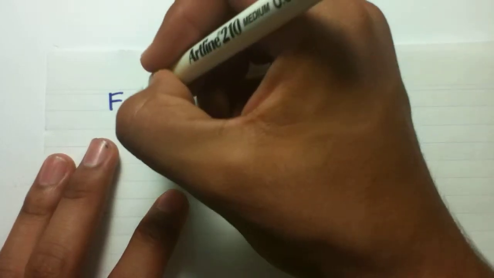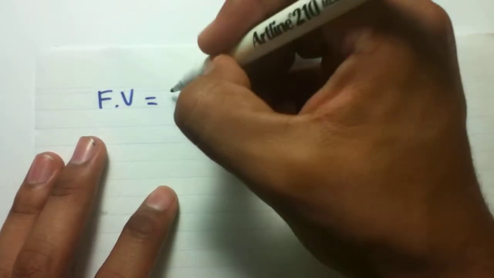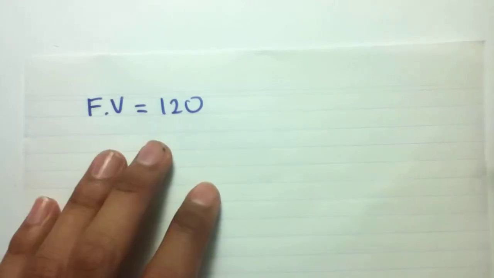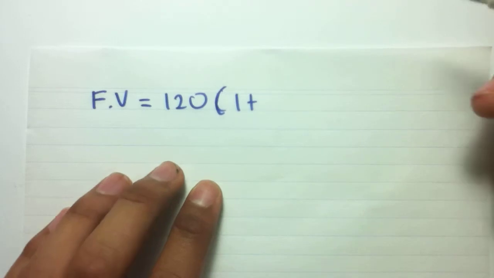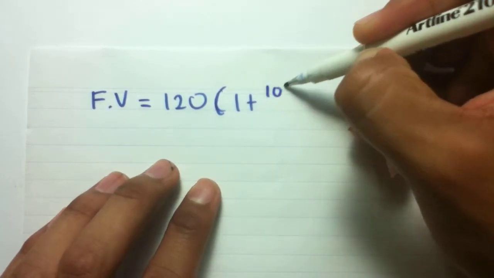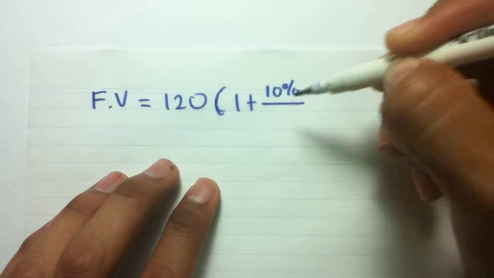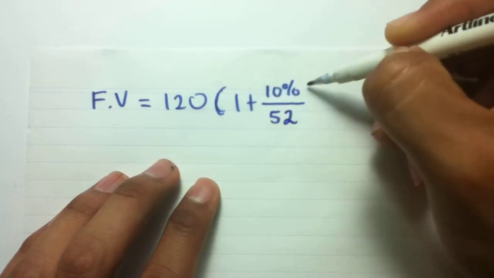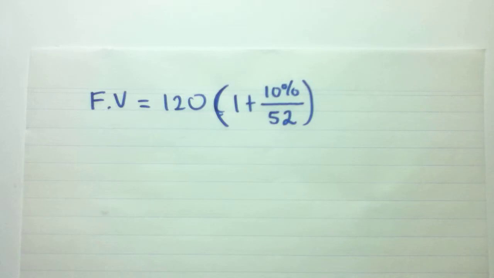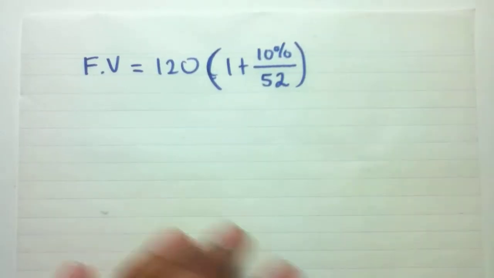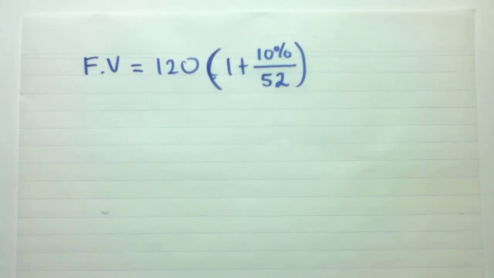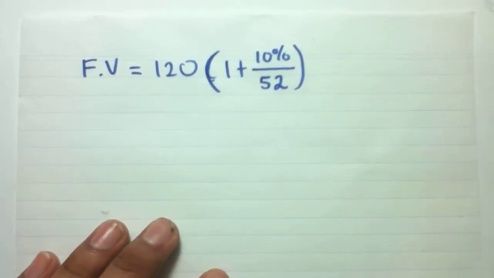Now, what if interest is compounded weekly? Well, a similar process will take place. The final value is going to be equal to $120, so the initial value doesn't change, outside of 1 plus the interest rate. What's the interest rate going to be? The new interest rate is going to be 10% divided by 52, because there are 52 weeks in a year, a normal year at least. And how about the time? Well, it's going to be 52 times 5, and that's 260.